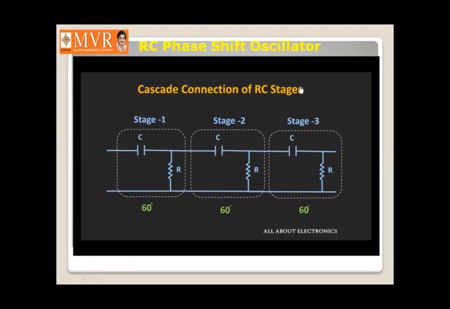So in this way, by using multiple stages, it is possible to achieve the 180 degree phase shift. And in a practical RC phase shift oscillator, usually more than three stages are used to get a stable phase shift. For example, if you use four stages, then each stage will provide approximately 45 degrees of phase shift. So combining all four stages, we can get a 180 degree phase shift.